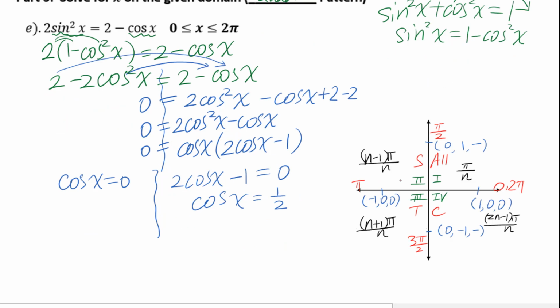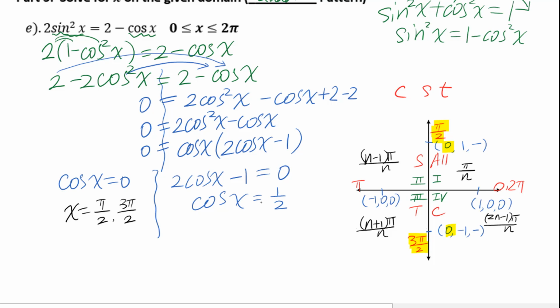And from this diagram, cosine x equal to 0, we know the coordinate is CST. Since we are looking for the first coordinate is 0, so you get the pi over 2 and 3 pi over 2 will be your solution. So x equals pi over 2 and 3 pi over 2.